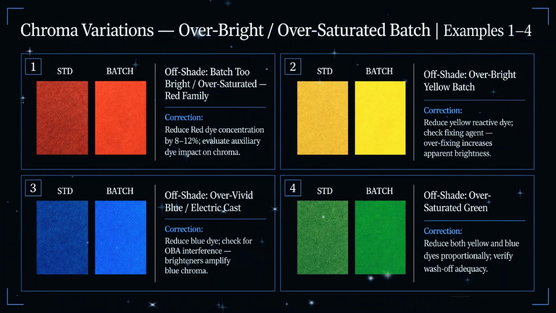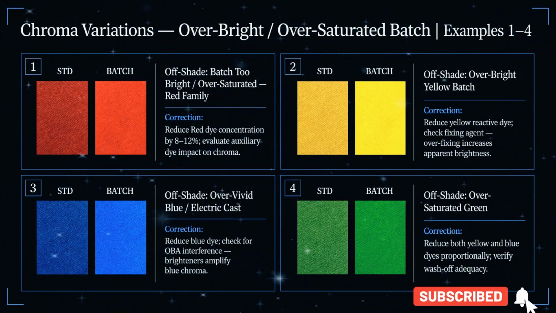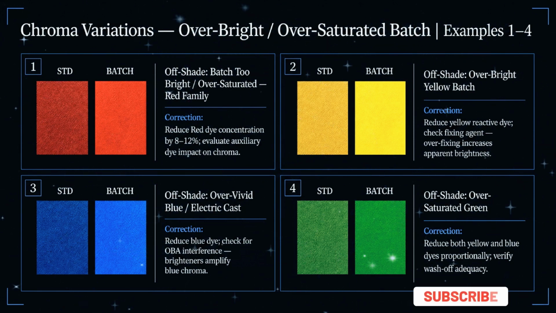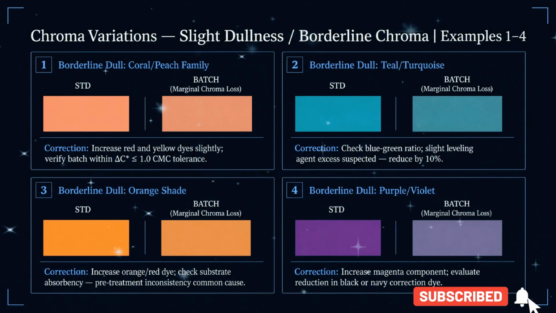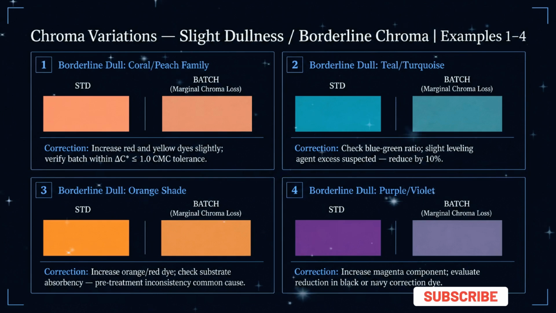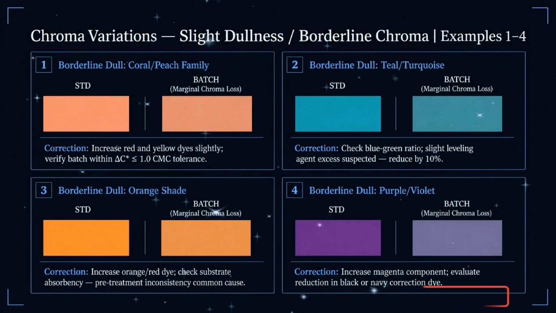Next, we review overbright or oversaturated batches. Corrections are shown for oversaturated red, yellow, blue, and green fabrics. Reducing dye concentration and checking for chemical interference are common corrections. These examples cover slight dullness or borderline chroma variations in coral/peach, teal/turquoise, orange, and purple/violet shades. The goal is to make slight corrections to meet CMC tolerance or identify inconsistencies.